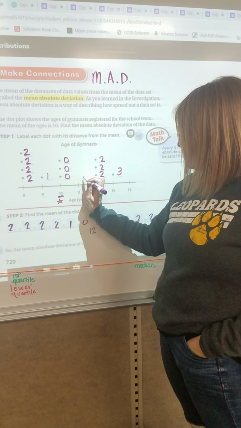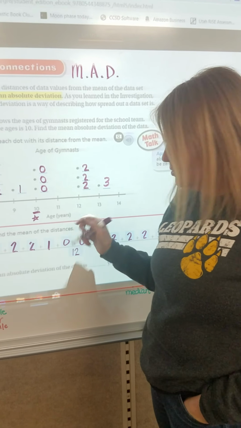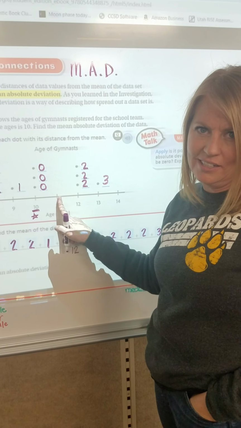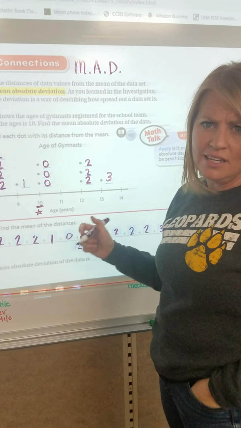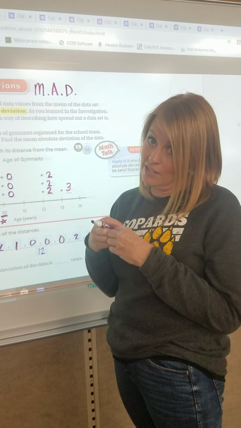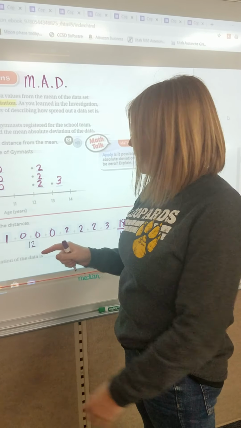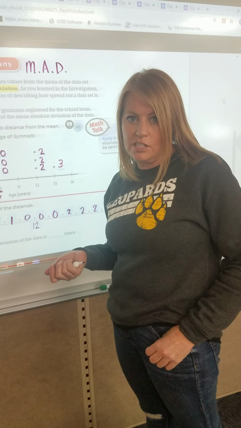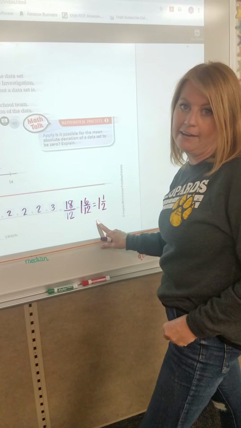I mean, we have this one gap in our data, if you want to call it a gap, but really it just means nobody was 11. Okay, but from 8 to 13, boys and girls, that's pretty close together. If we were talking about 8 to 30, that would be more spread out. Okay, and then our mean absolute deviation would be a lot higher than 1.5.